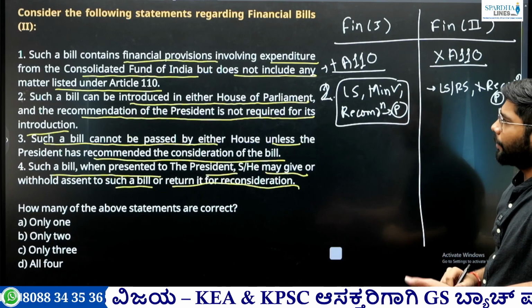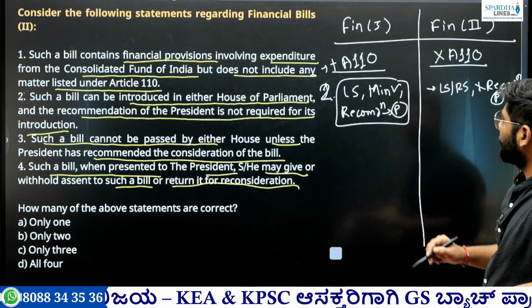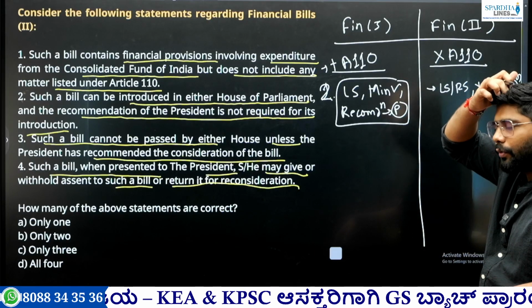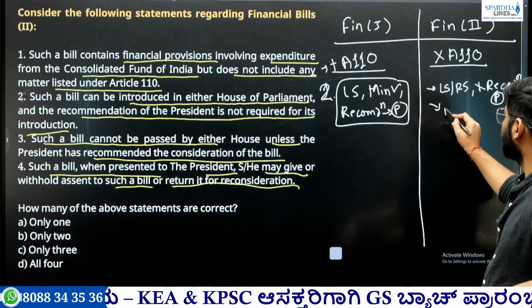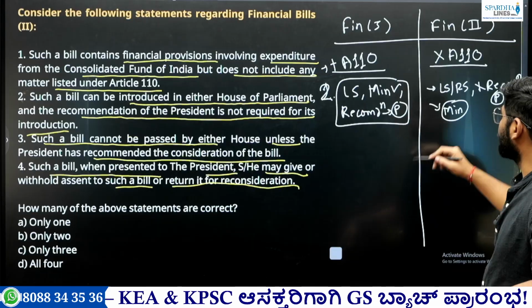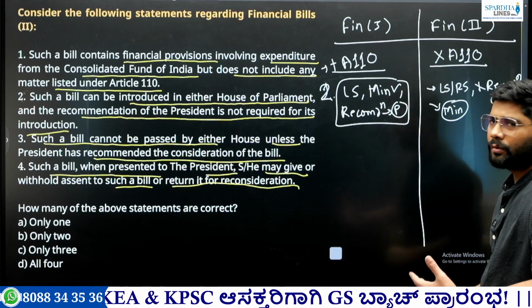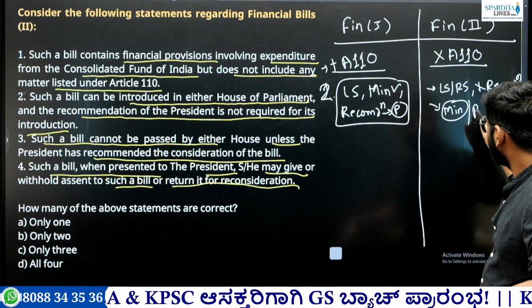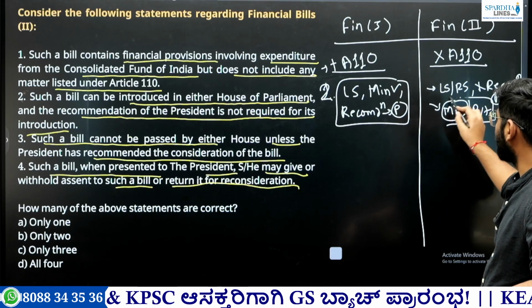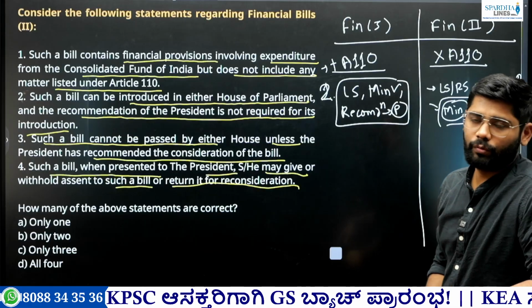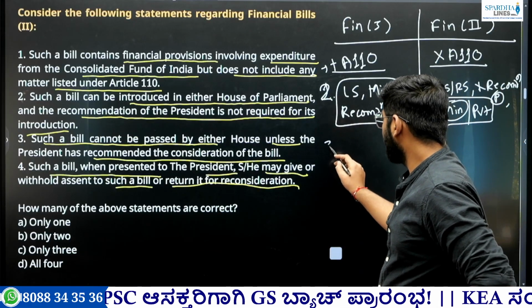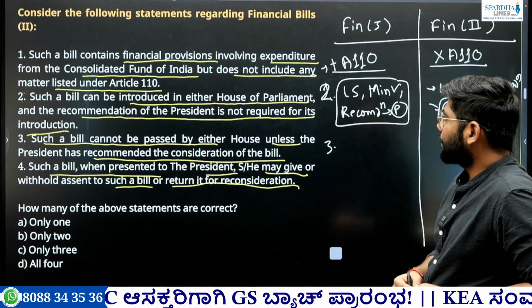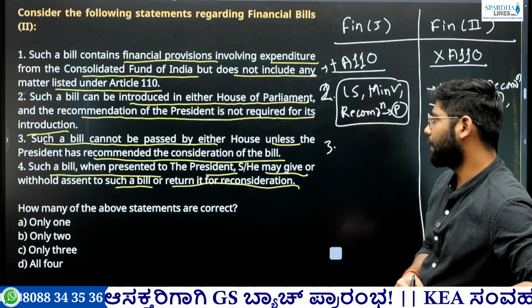Okay, but there is one provision that it must be introduced by a minister or private members. So these are the conditions when it comes to Finance Bill 2. Then the third condition: such a bill cannot be passed by either house unless the President recommends consideration of the bill.